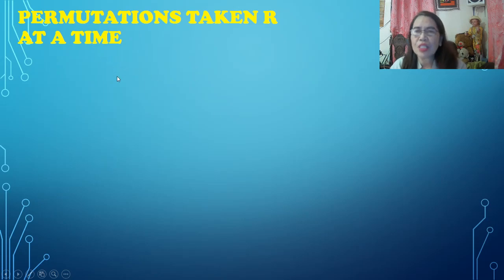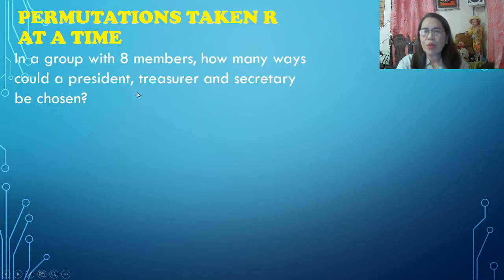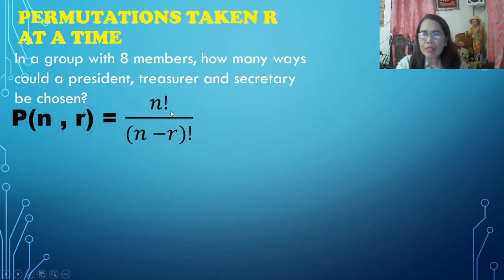So, permutations taken r at a time. For example, in a group of 8 members, in how many ways could the president, treasurer, and secretary be chosen? So this is r at a time because not all of them will be chosen to become president, treasurer, and secretary. So this is permutation taken r at a time, meaning only some. In this case, the formula we will use is P of n comma r is equal to n factorial over n minus r factorial.